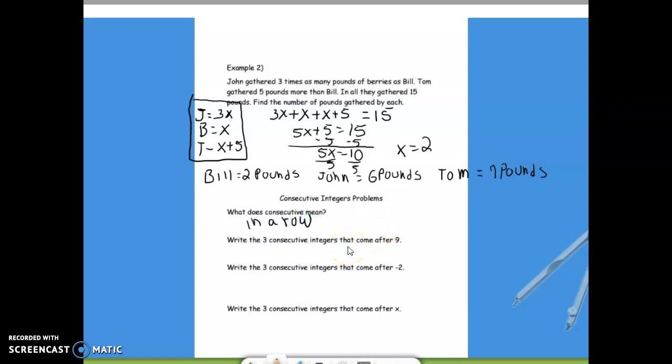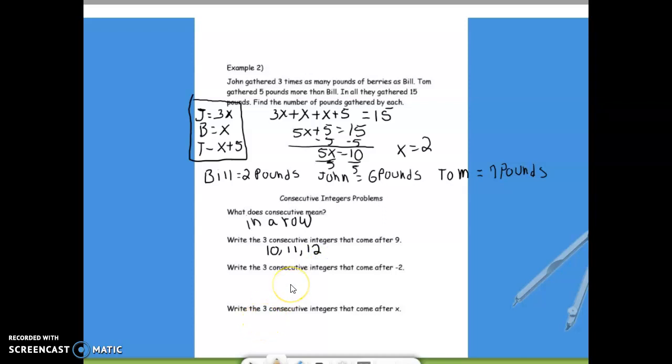Or one after another, consecutive, all right? So if I want to write 3 consecutive integers that come after 9, well, we know an integer, again, is a whole number, right? So the ones that come after 9 would be 10, 11, and 12, right?